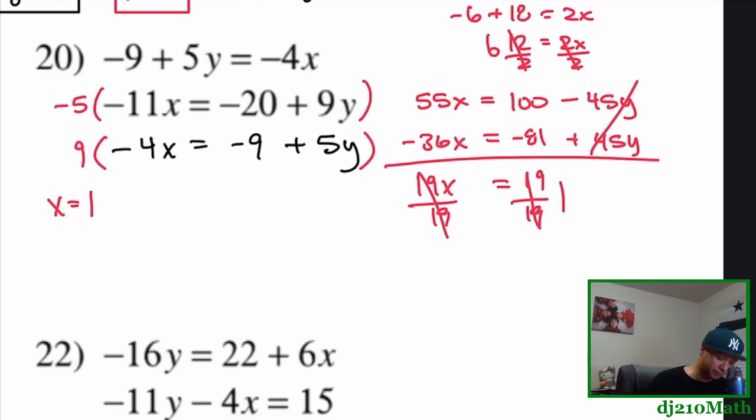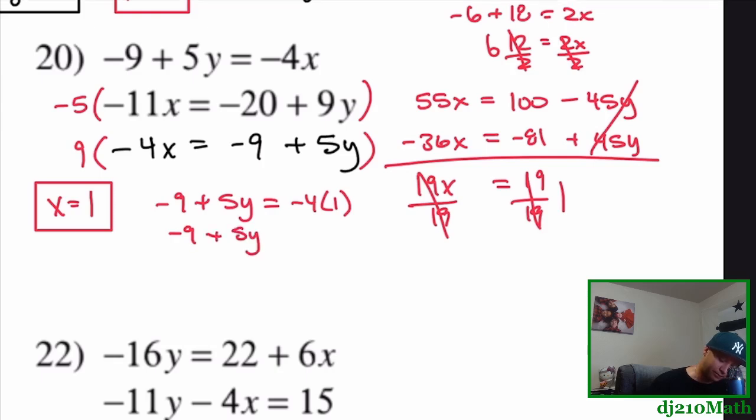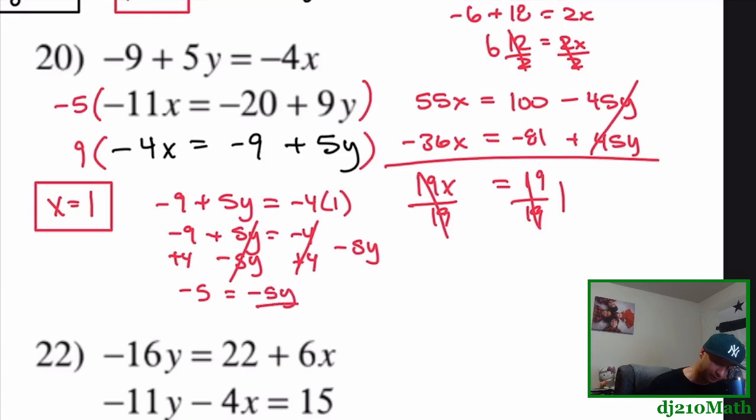I'm going to plug that into the top equation. So that's going to be -9 plus 5y equals -4 times 1. So -9 plus 5y is equal to -4. I'm going to add 9, subtract 5y, subtract 5y. Cancels. So -5 is equal to -5y. Divide both sides by the coefficient, so y is equal to 1.